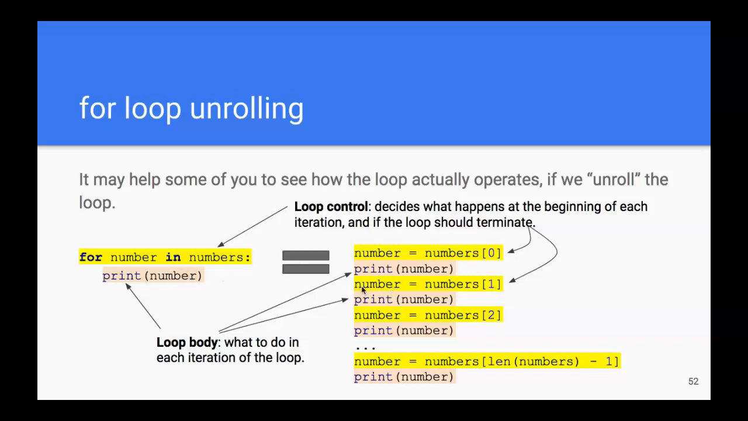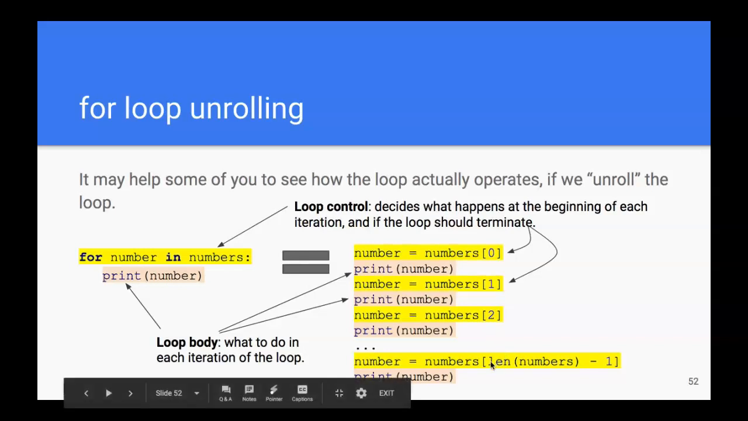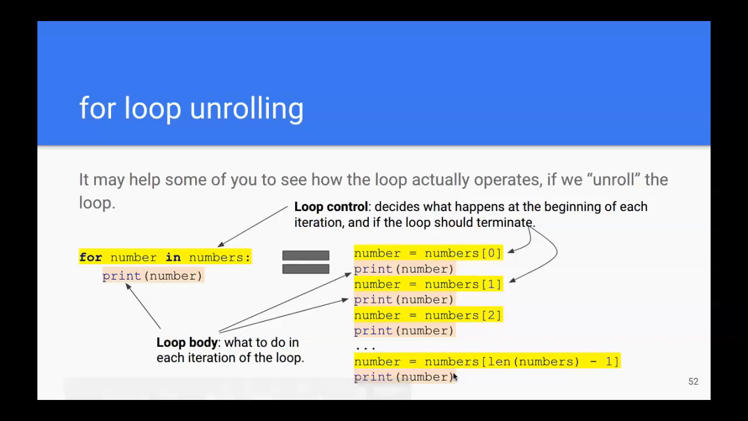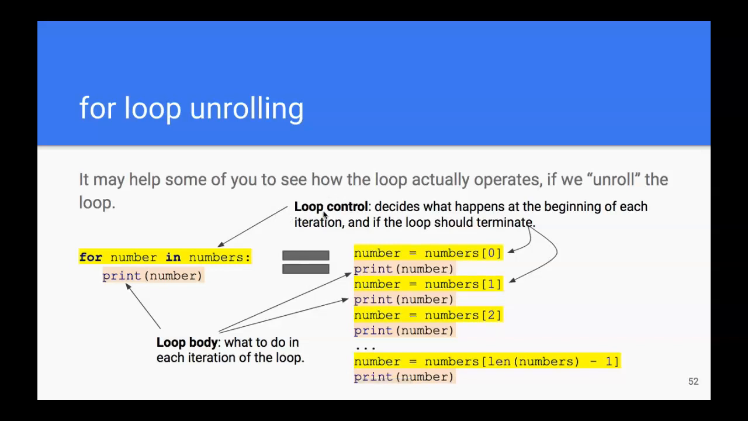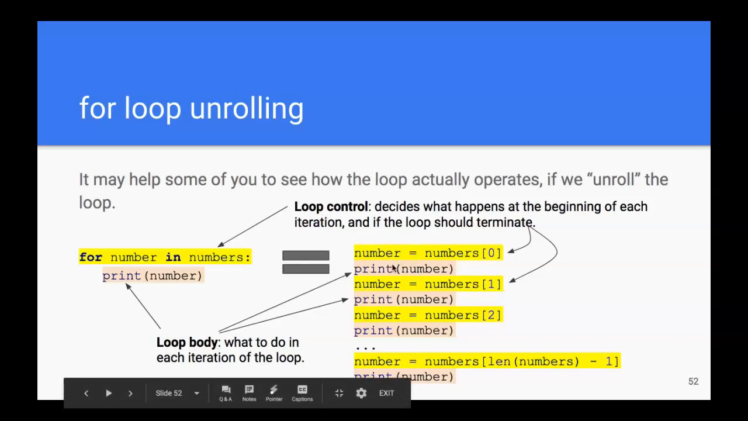In the second iteration, number gets assigned the number at index 1. And then the body of the loop gets executed, which again is the same every time. It prints that number. So this goes on until the very last time. And if you remember, the very last time this happens is when we get the number at the length of the list minus 1, that particular index. And then again, we print out that number. But after that, the loop control decides, okay, I've gone through every number in the list and it's time that I'm done. So this is called loop unrolling.